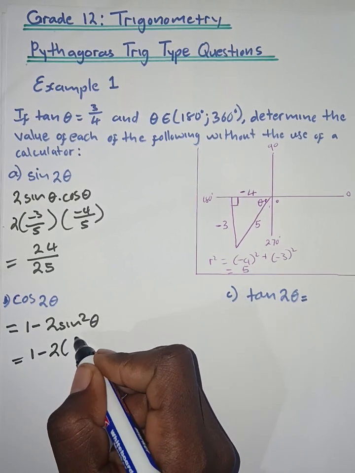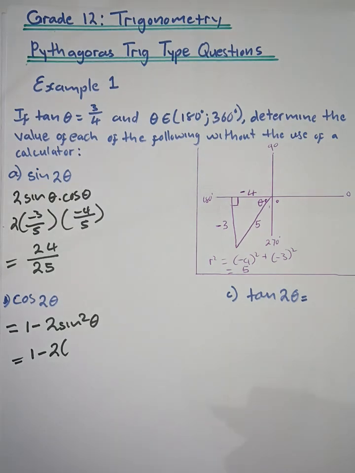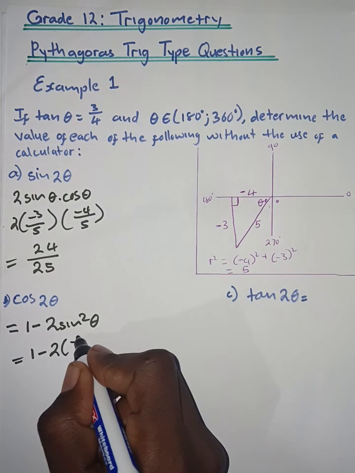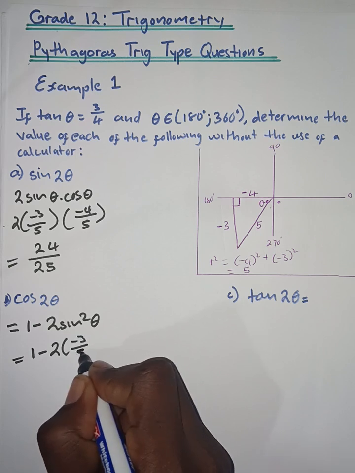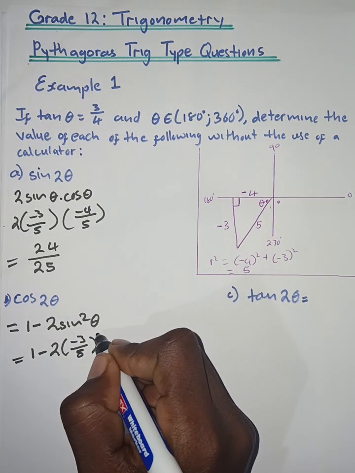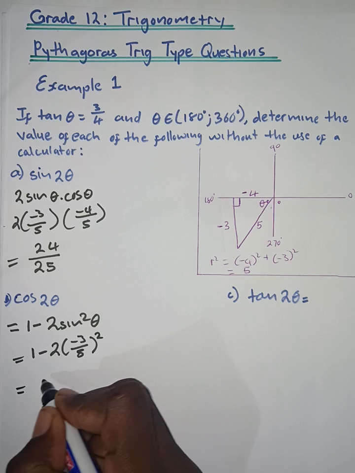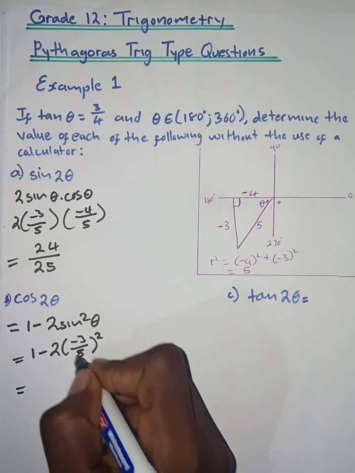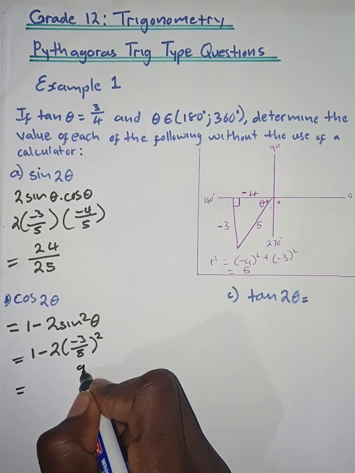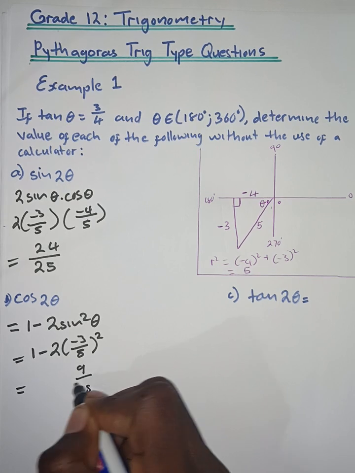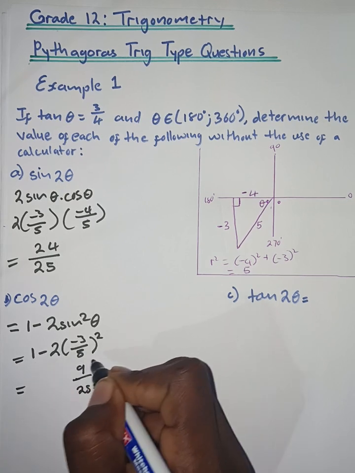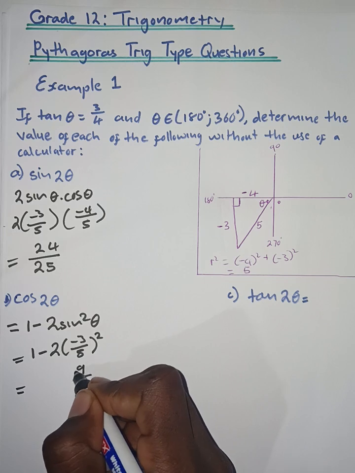Of course, sine is opposite over the hypotenuse. So this would be -3 divided by 5, but we square that. When you square -3, this would be 9 divided by 25. But of course, 9 multiplied by 2, so this would actually be 18.